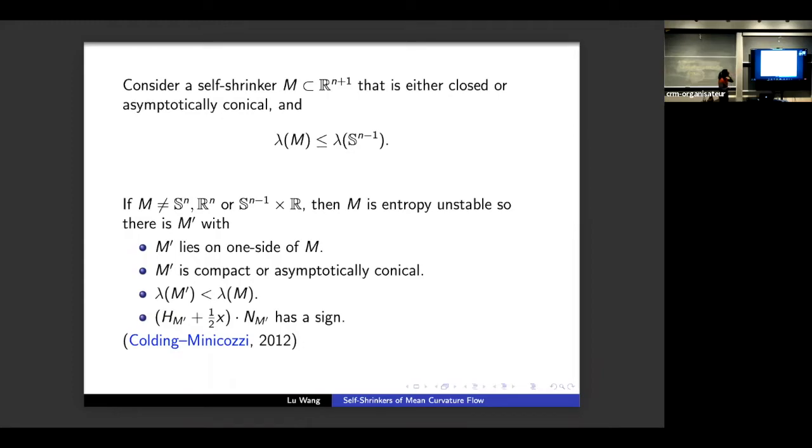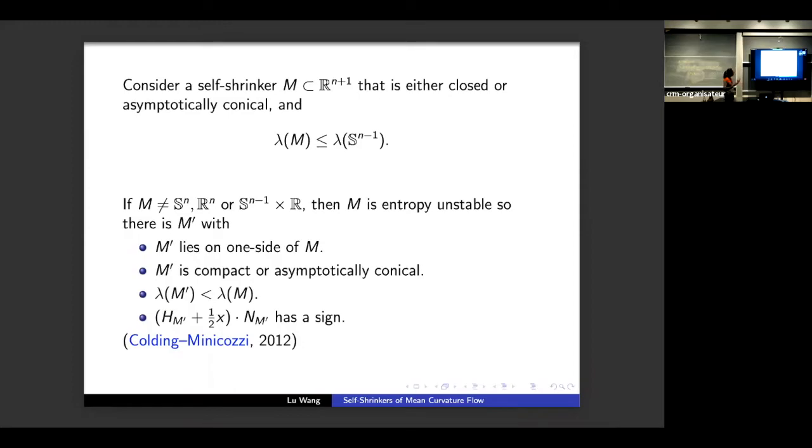So then we know that this M cannot be entropy stable by the Colding-Minicozzi classification, right? Because they said entropy stable ones have to be of this form: sphere, plane, or cylinder. So what I mean is that you can find a perturbation of this original self shrinker. We call it M prime. This M prime satisfies these properties.